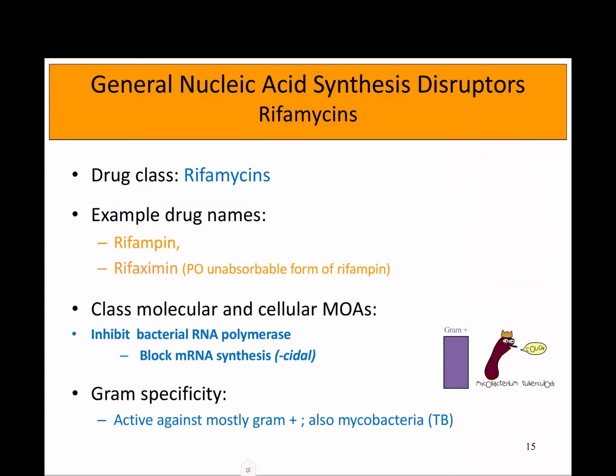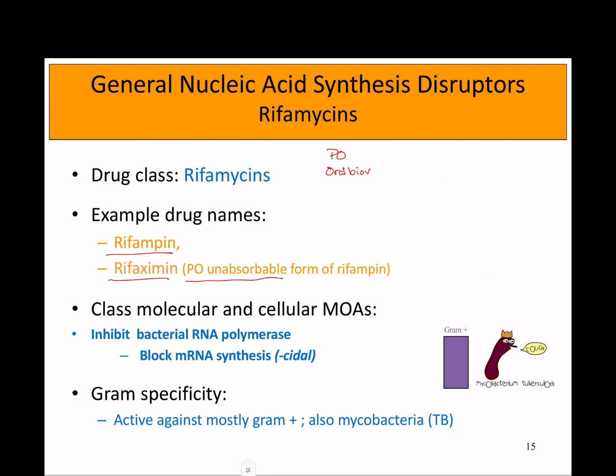The rifamycins include rifampin and rifaximin, and rifaximin is just a PO unabsorbable form of rifampin. So remember, when we talk about PO, all that means is you're taking orally, so you're taking by mouth and swallowing it. That doesn't tell you whether it is absorbed by your GI or not. So when we talk about orally bioavailable, that's telling you about whether it's absorbed by your GI. So rifampin is taken PO and is orally bioavailable. Rifaximin is taken PO but is not orally bioavailable, so it's going to stay in your GI tract.